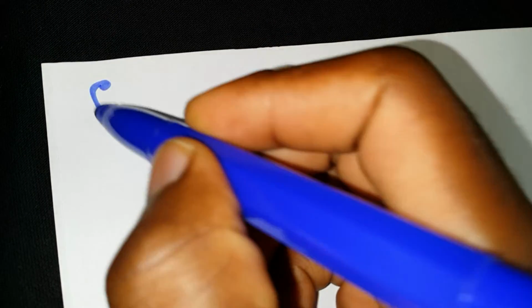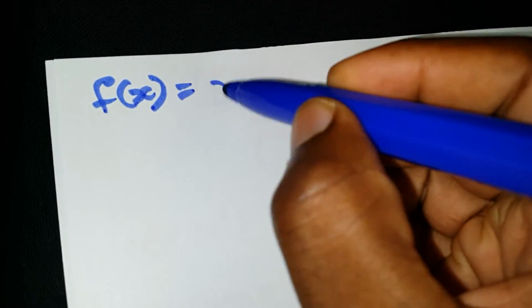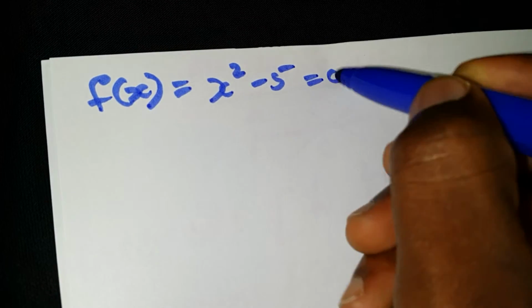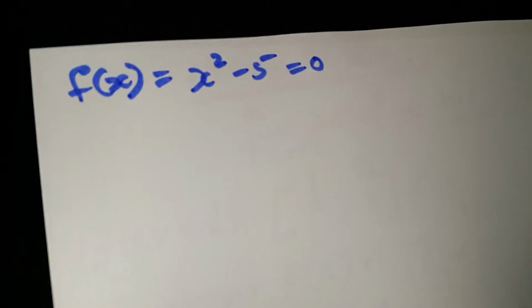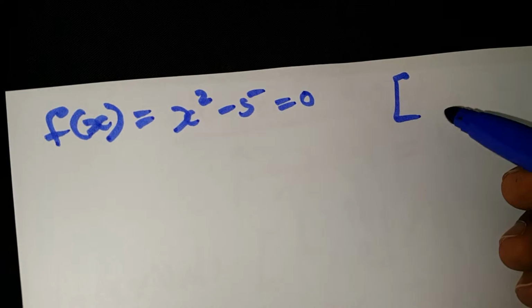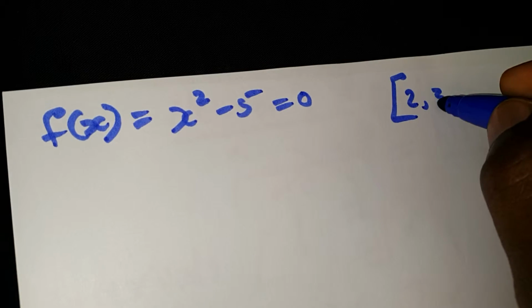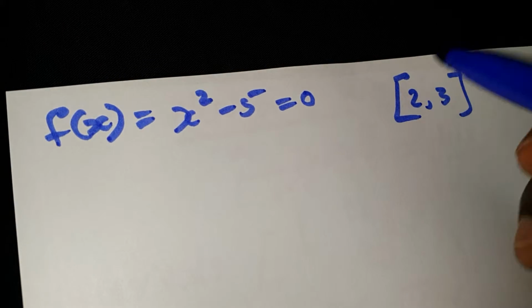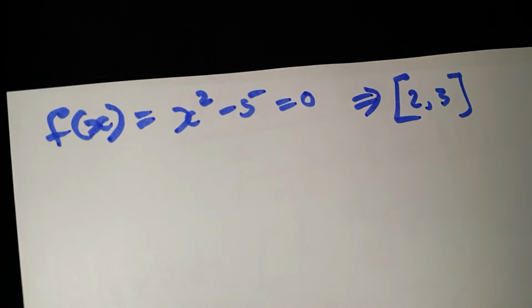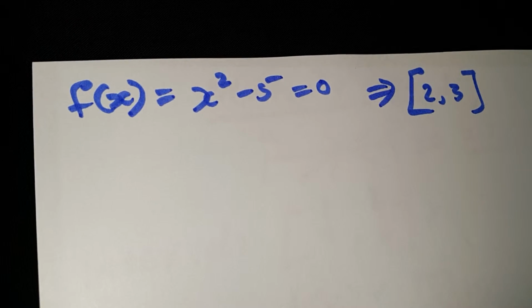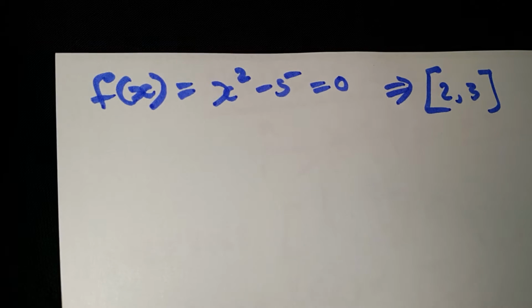Let's say this is our function: x squared minus 5 is equal to 0, and we are given the interval, let's say 2 and 3. We already know how to find intervals from the previous video. You can use the bisection method or the graphical method, so you can find the intervals. Our function is given, and they said use Newton's method to find the error.